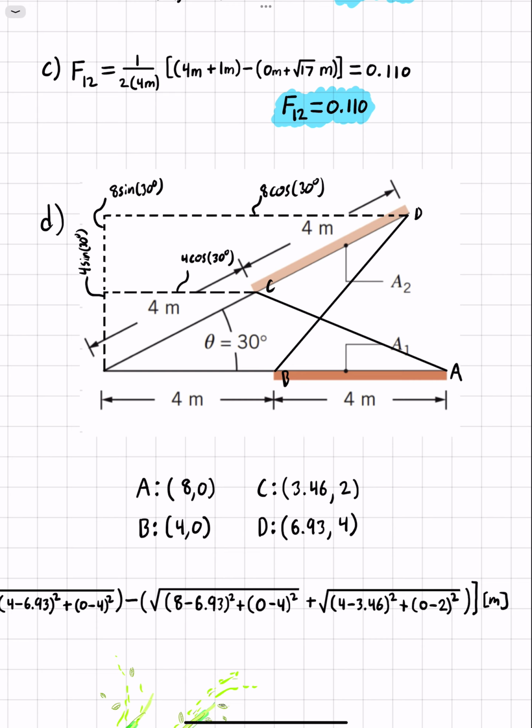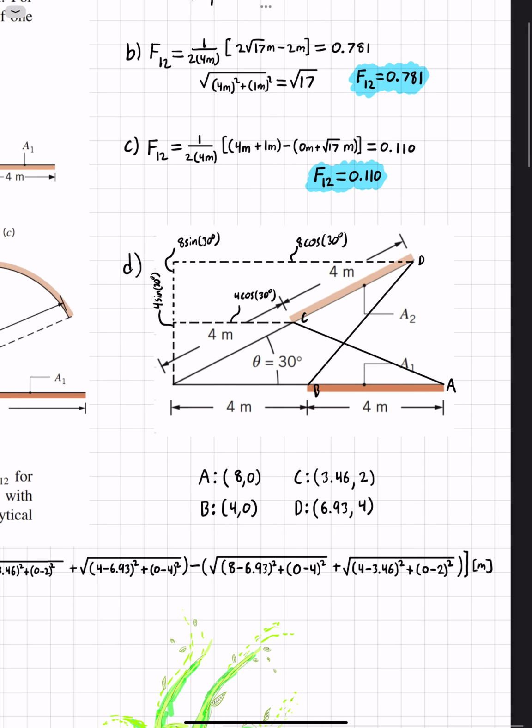But for this, going through the trig, again, I've written it all out here if you want to look at it. You get that C is located at 3.46 x and 2 y, and D is 6.93 x and 4 y. So from this, now you can create your equation for the view factor, which again, we're using that width of that bottom plate A1, which is 4 meters.